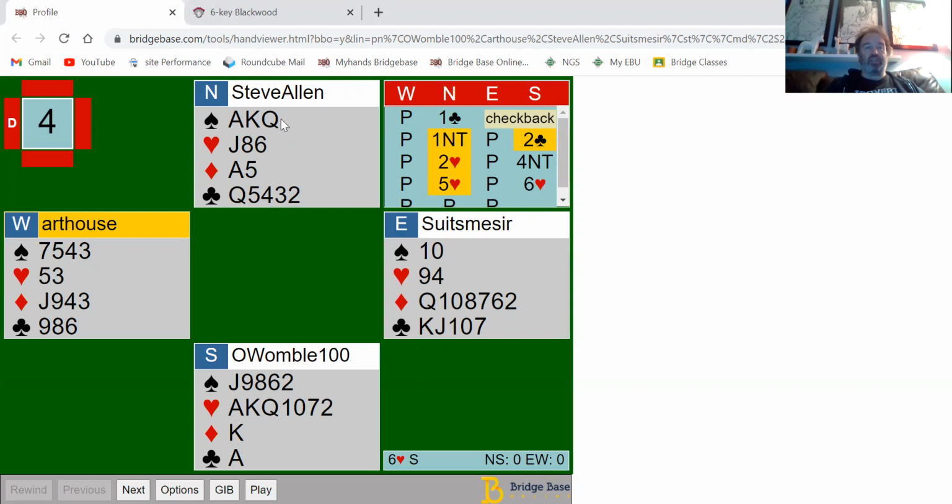So that is how you would bid to the seven level, using two-way checkback.